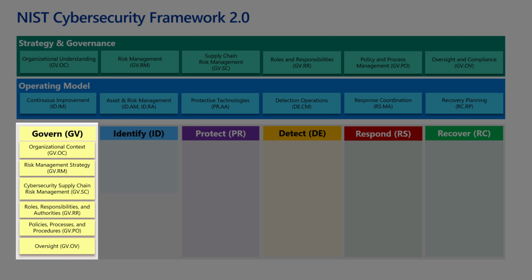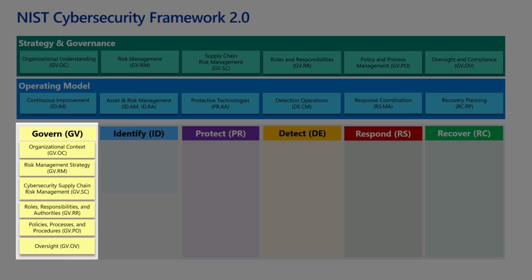In the roles, responsibilities, and authorities element, GV.RR, we specify who is responsible for various aspects of cybersecurity within the organization. This element ensures that every function has a designated owner and that all staff understand their responsibilities, thus enhancing accountability and streamlining decision-making processes in cybersecurity.